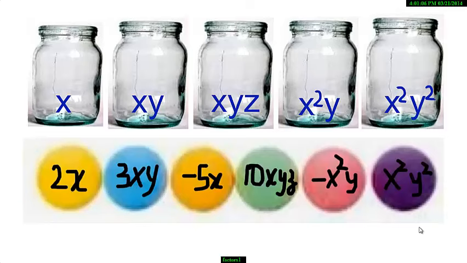Remember, two terms having the same literal factors are known as like terms. Terms which do not have the same literal factors are called unlike terms. Thus, 2x and x are like terms, as they have the same literal factor x. Can you now place each ball in the correct jar? Note your observation in your lab observation sheets.